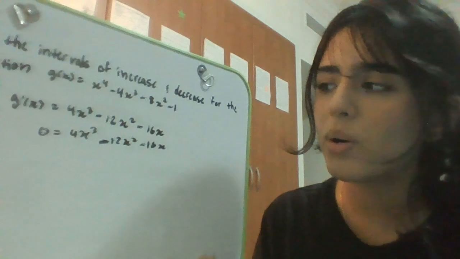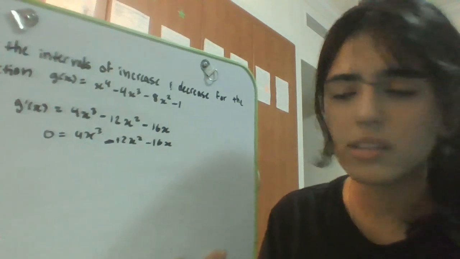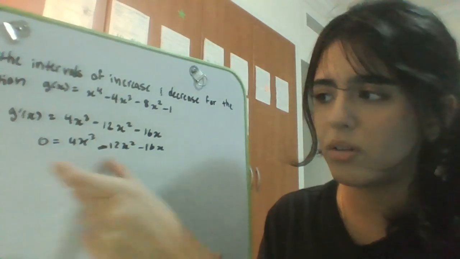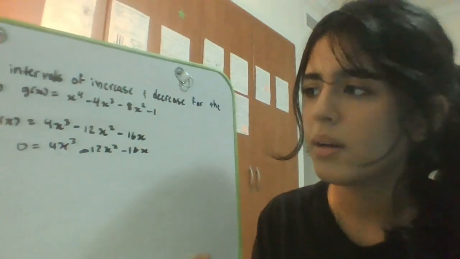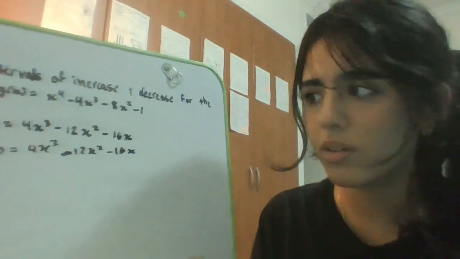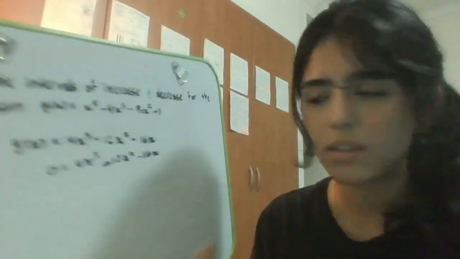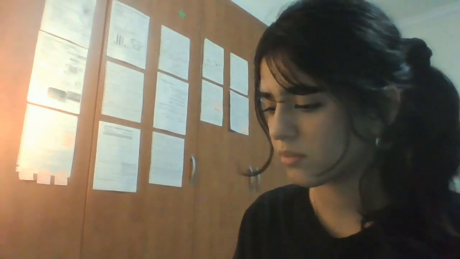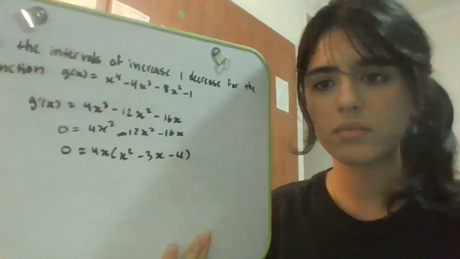Now look at the coefficients. What can you take out that's available in all of the coefficients? You can take out a 4, right? If you divide each coefficient by 4, you'll be left with whole numbers. So you can take out a 4x, okay? One second, I'll write it out.